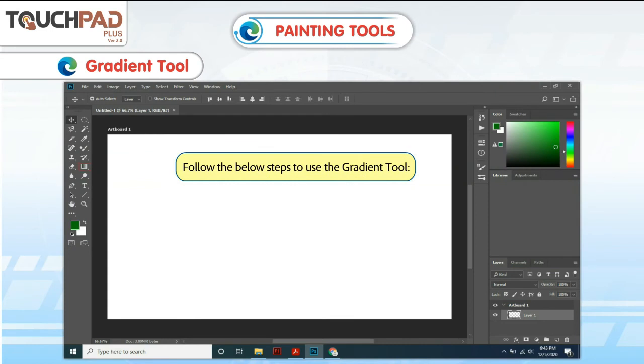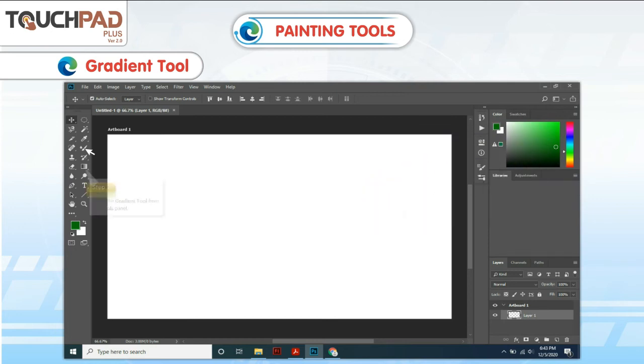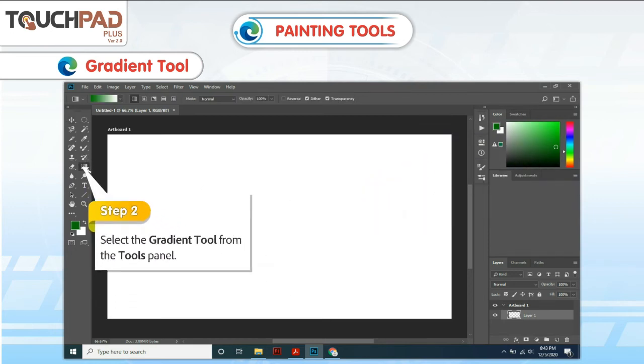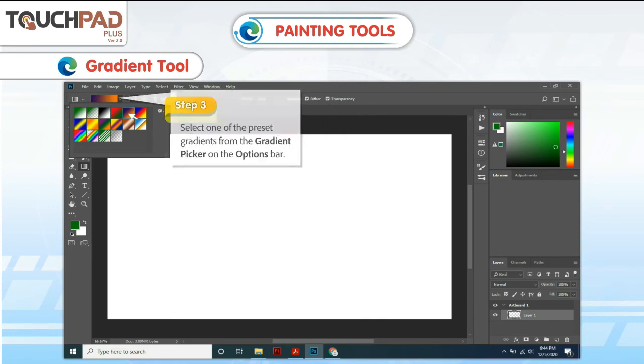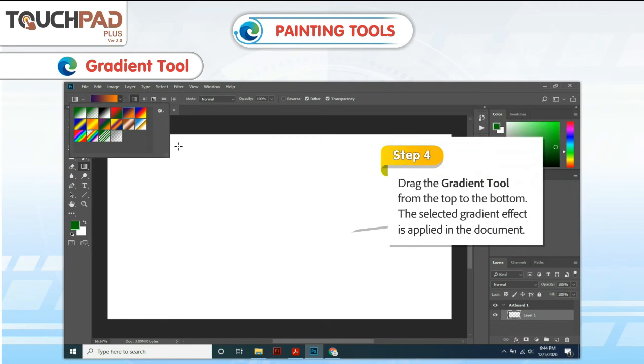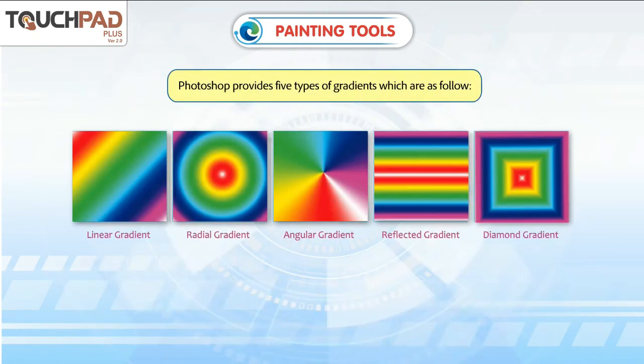Follow the below steps to use the Gradient tool. Step 1. Create a new document in Photoshop CC. Step 2. Select the Gradient tool from the Tools panel. Step 3. Select one of the preset gradients from the gradient picker on the options bar. Step 4. Drag the Gradient tool from the top to the bottom. The selected gradient effect is applied in the document. Photoshop provides 5 types of gradients, which are as follows: linear gradient, radial gradient, angular gradient, reflected gradient, diamond gradient.